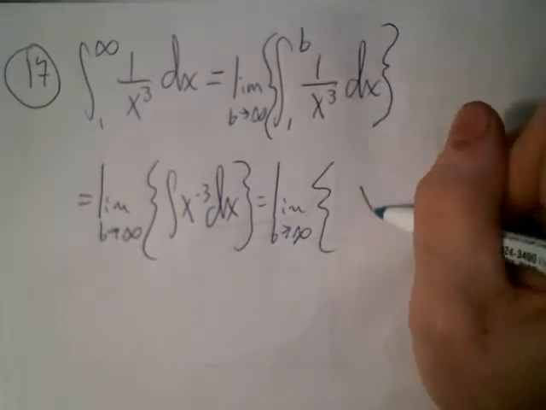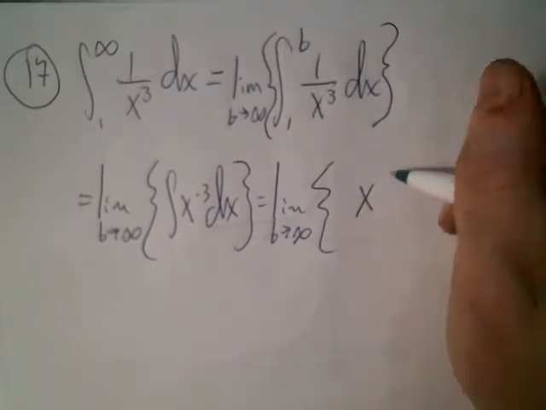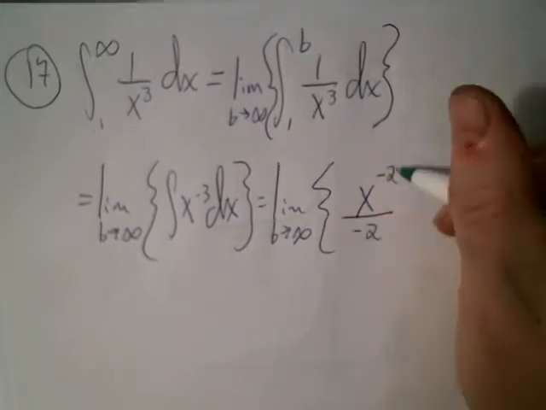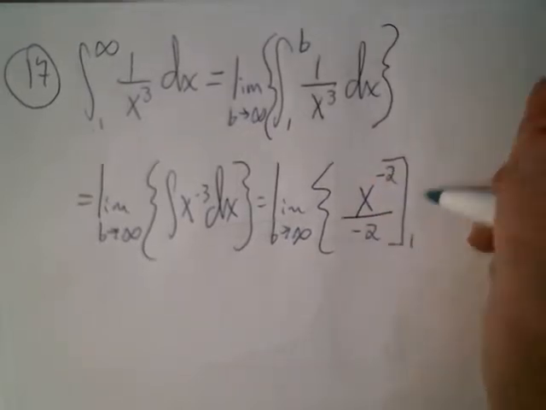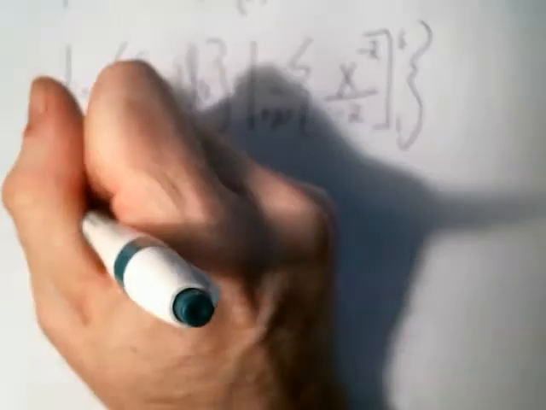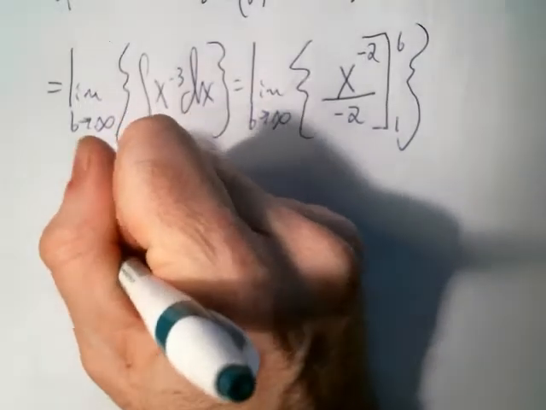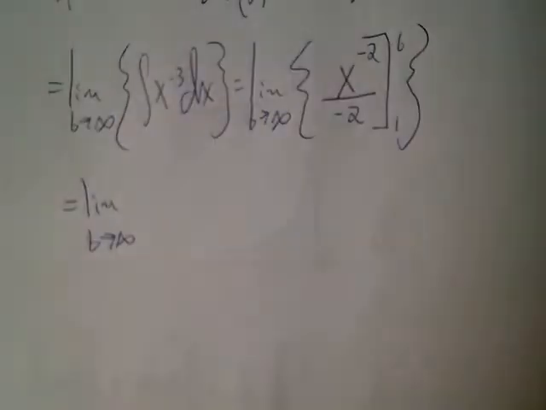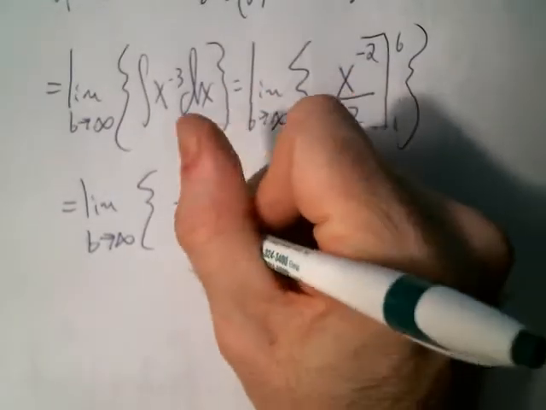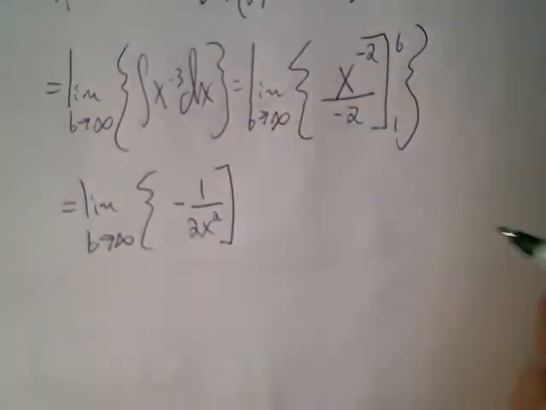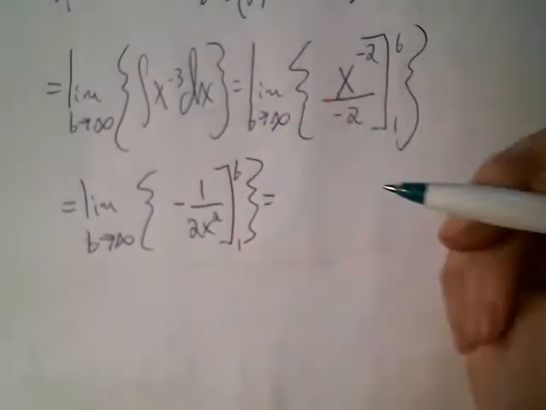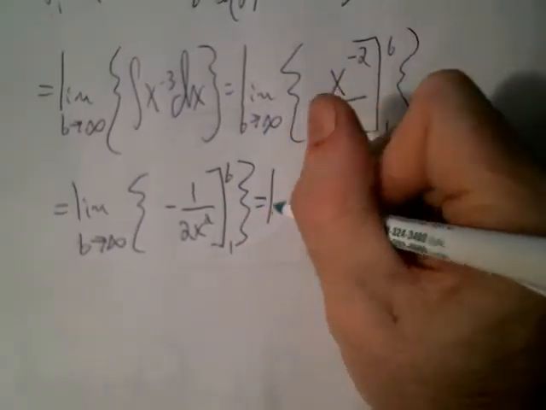So it'll end up being x to the negative 2 divided by negative 2. And we have to remind ourselves to evaluate from 1 to b. I'm going to rewrite it just so it's more palatable. So I have negative 1 all over 2x squared from 1 to b. And then I'm going to evaluate that on my limits.